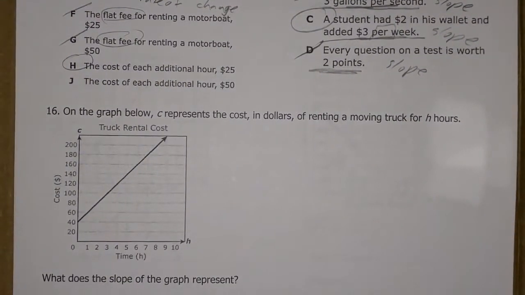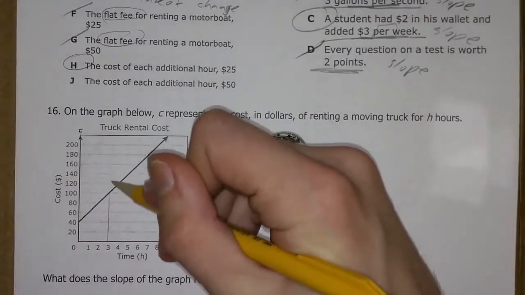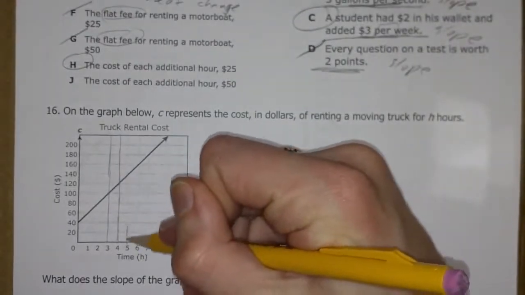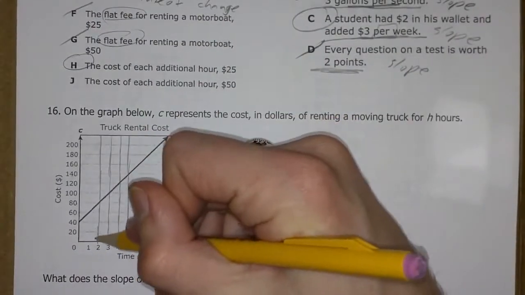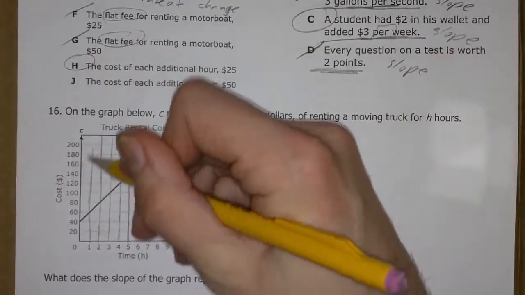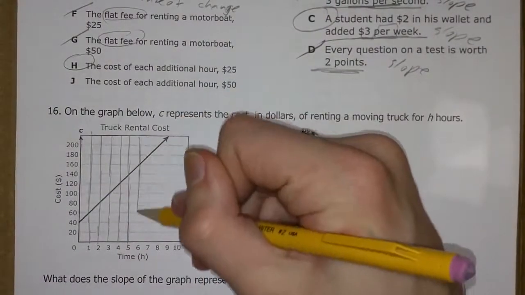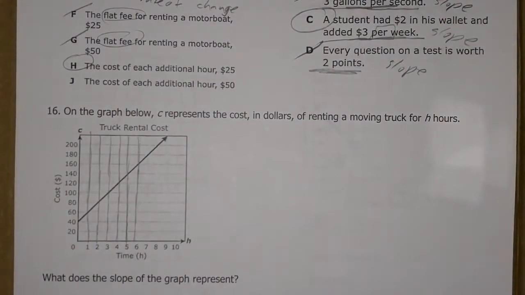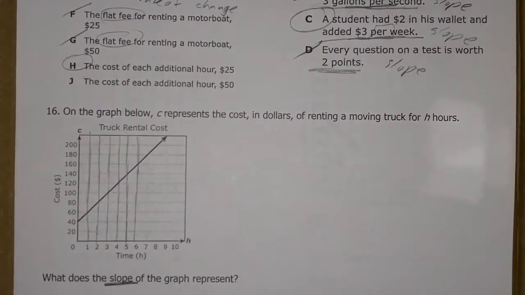Alright, last we have 16. Now if you notice there are no grid lines on here. The grid lines are faded out, so I am going to just kind of sketch a few of those back, and if you look closely, you can tell where they were supposed to be. Alright, so the graph below, C represents the cost in dollars of renting a moving truck for H hours. What does the slope of the graph represent?